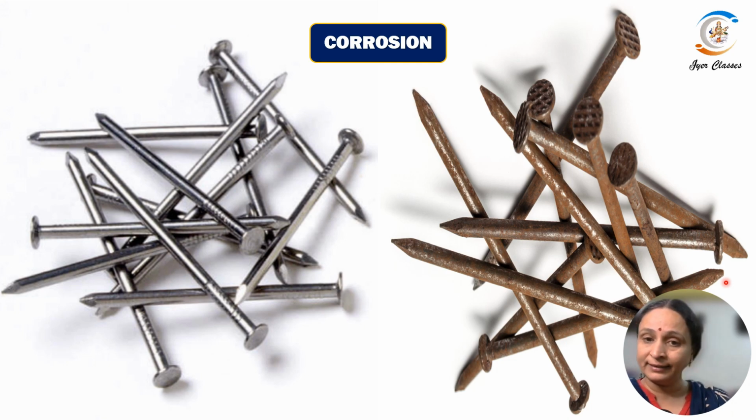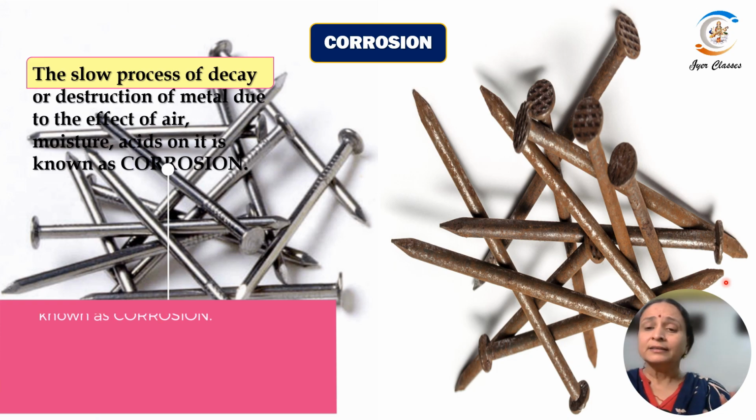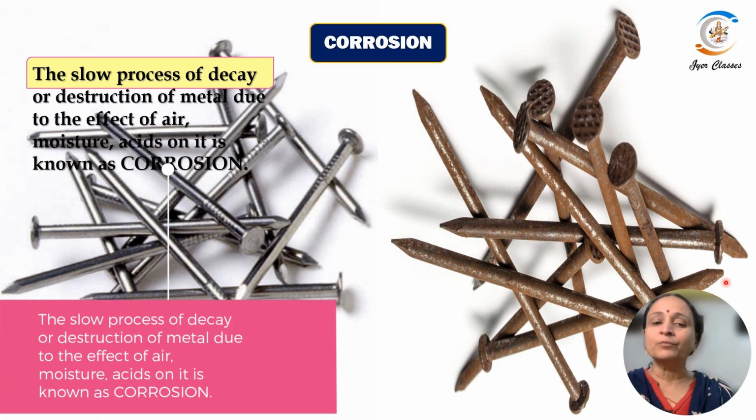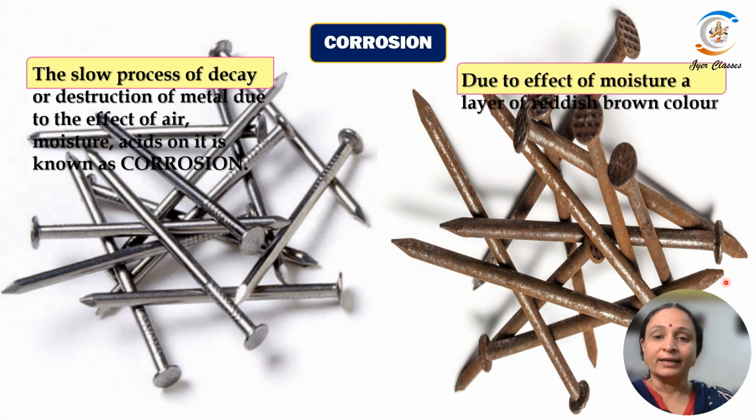Corrosion happens in iron. In this process, you can see that the metal is decayed. And who is the main agent to do it? It is the atmospheric air. It's a slow process of decay or destruction of metal due to the effect of air, moisture, acids. That is called as the corrosion, right? Okay, now what happens?